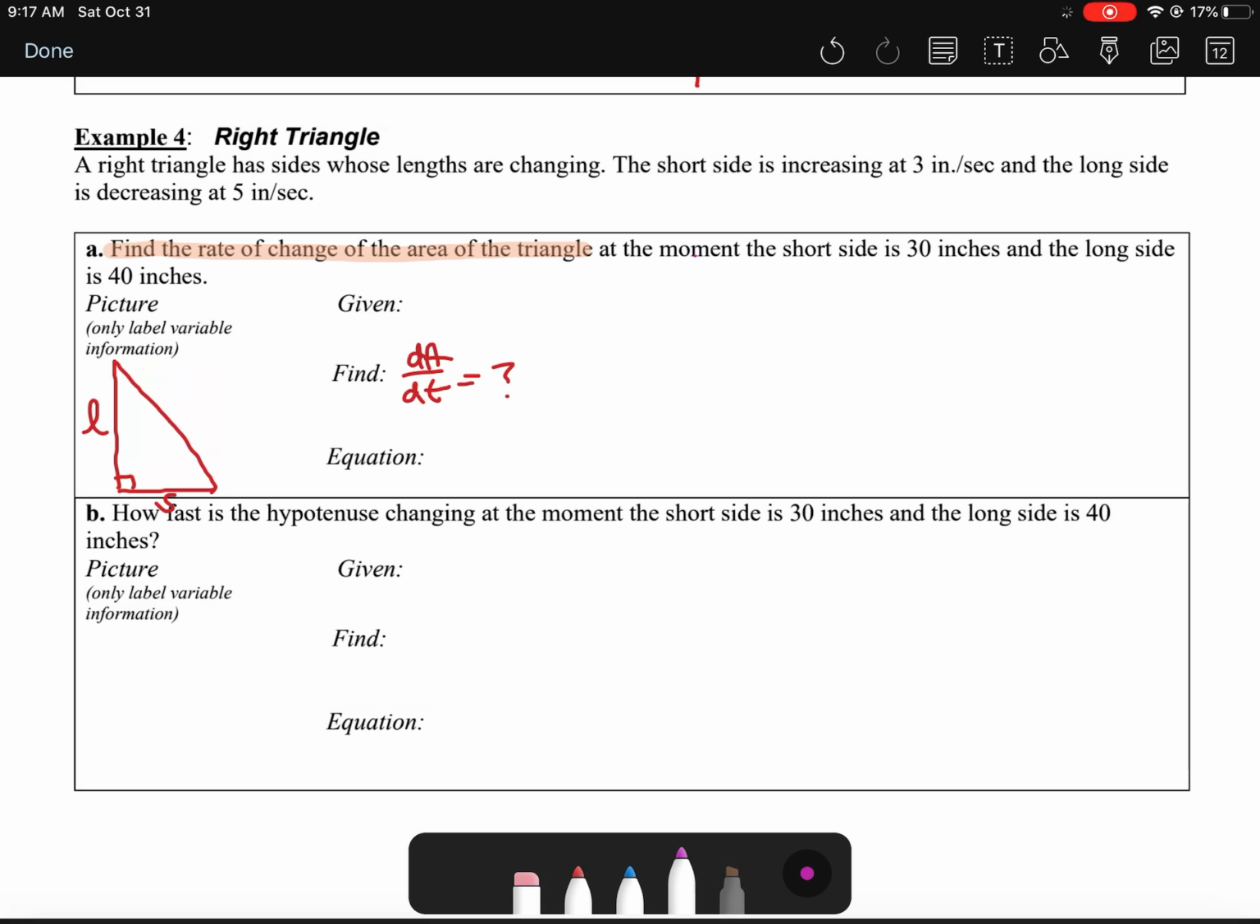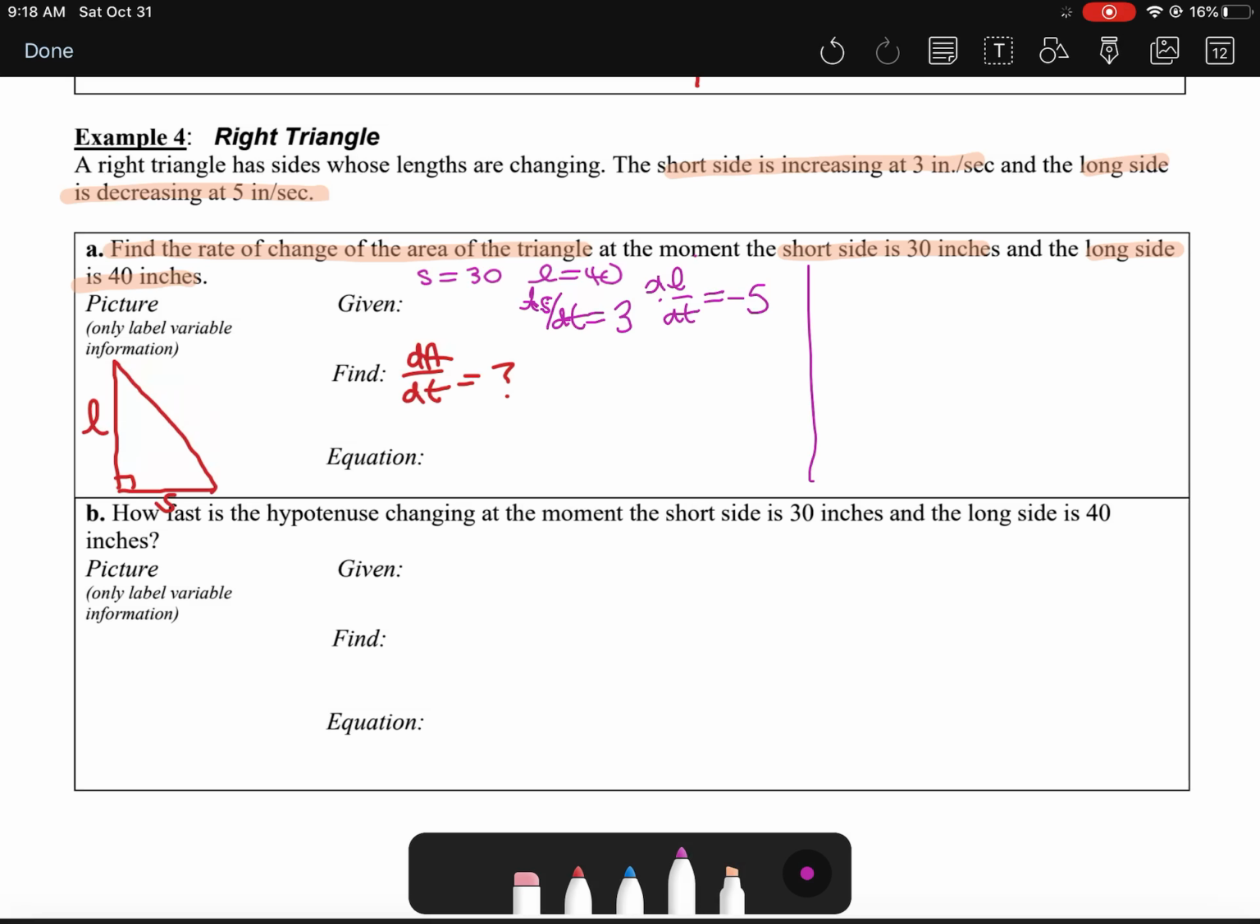At the moment, the short side is 30 and the long side is 40. Okay, so we know S is 30, L is 40, and then of course from the original part of it, the short side is increasing at 3 inches per second and the long side is decreasing at 5 inches per second. So again, we'll write that. So I'll just say dS/dt is equal to 3, and dL/dt is equal to -5.